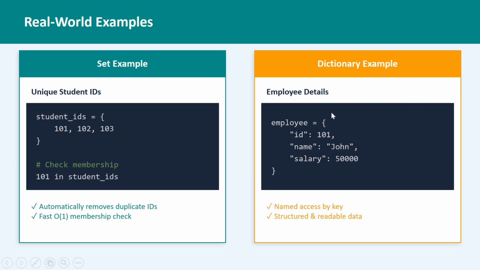Similarly, with a dictionary we have employee details, which has employee ID, name and salary. It is accessed by the key, giving structured and readable data. For example, I can get the ID, the name, and the salary of an employee. The key itself represents its specific value. We don't have to go with default indexing like 0, 1, 2.